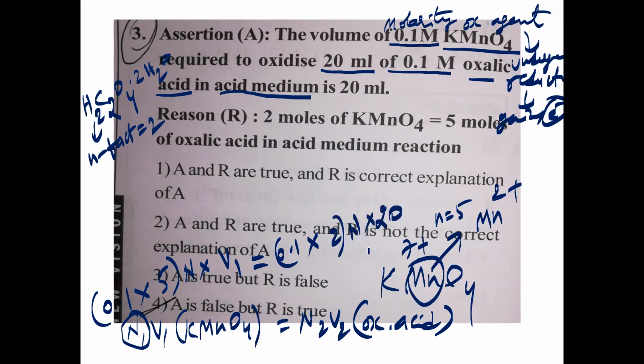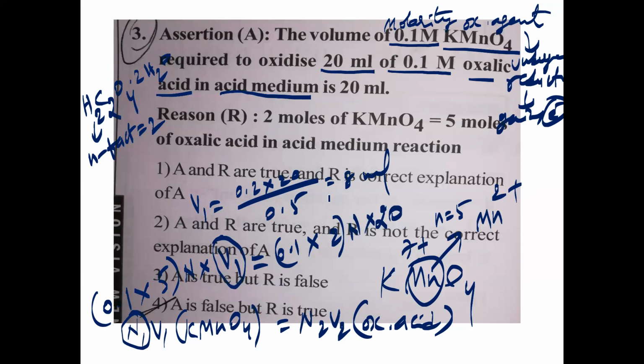Volume of oxalic acid given is 20 ml. Now we need to calculate V1 here. Now V1 is equal to what? 0.1 into 2, 0.2, 0.2 into 20, divided by 0.1 into 5, 0.5. So it is 40 by 5. 40 by 5 means how much? 8 ml. Is that clear?